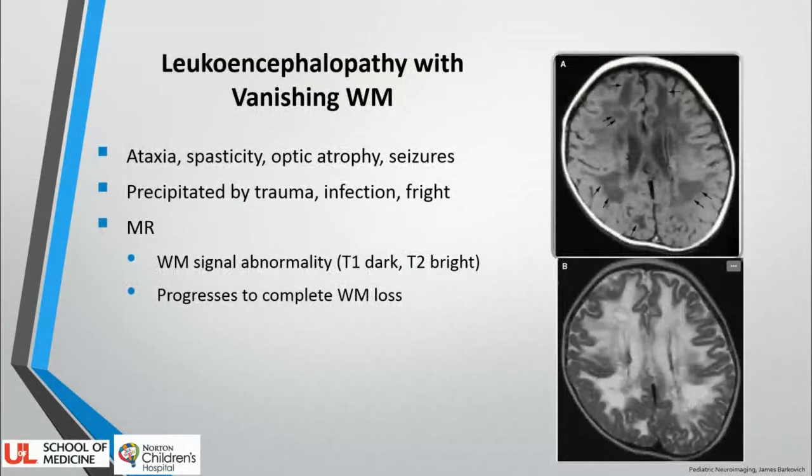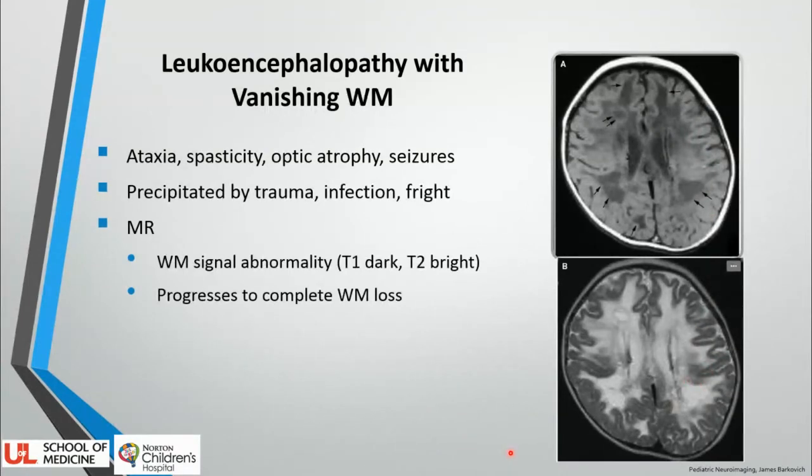Patients with leukoencephalopathy with vanishing white matter present with ataxia, spasticity, optic atrophy, and seizures. And the symptoms are usually precipitated by trauma, infection, and fright. On imaging, as seen on this T1 weighted image on top, there's abnormal dark signal in the white matter with corresponding bright signal on the T2 weighted image below.